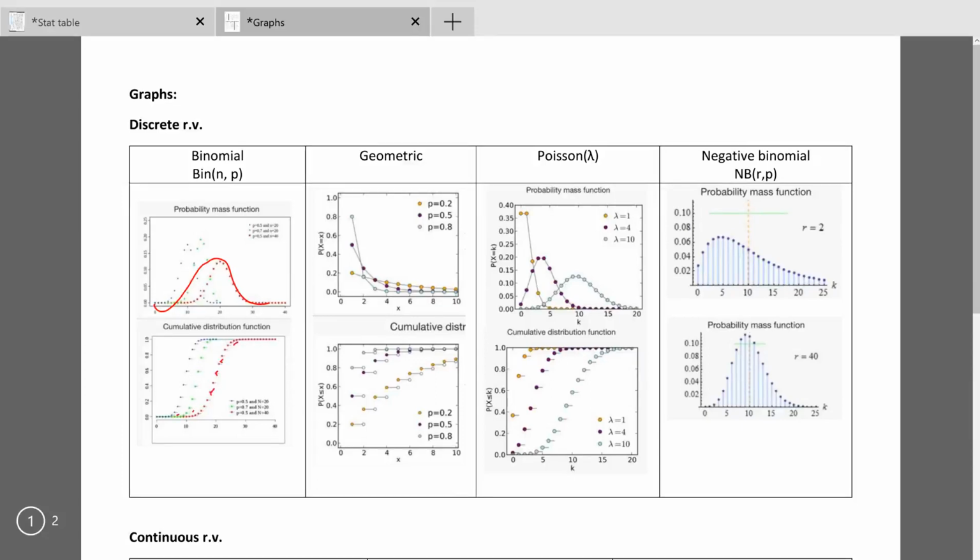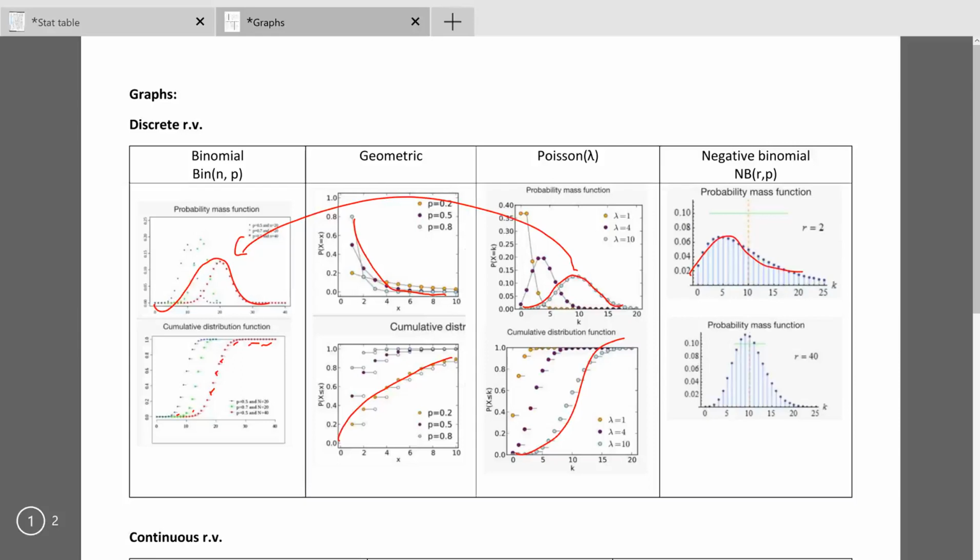You can see the dots are increasing. Here we have the geometric distribution and the CDF is also increasing. And the Poisson distribution, you can see the shape is quite similar to the binomial distribution. That's right, because we can use the Poisson distribution to approximate it. So it's very similar, okay? And the CDF is also increasing.